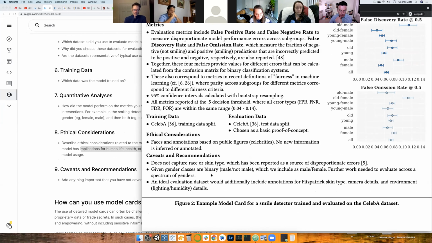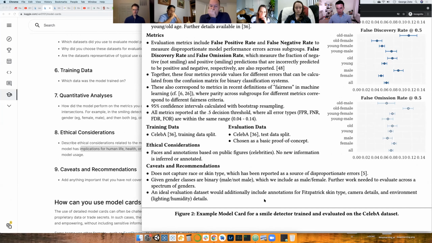And caveats and recommendations: this one does not capture race or skin type, which has been reported as a source of disproportionate errors. Also gender, skin type, camera details, environment, and so forth. So keep that in mind if you plan on using this model.